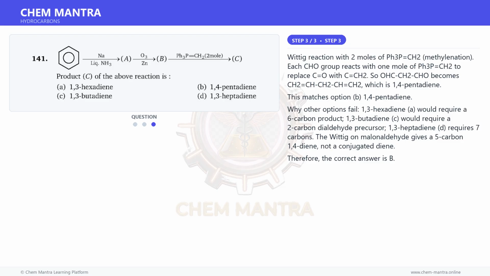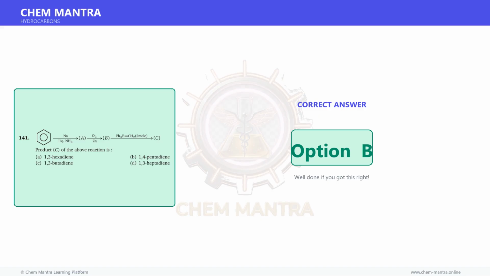Why other options fail? 1,3-hexadiene, A, would require a 6-carbon product. 1,3-butadiene, C, would require a 2-carbon dialdehyde precursor. 1,3-heptadiene, D, requires 7 carbons. The Wittig on malonaldehyde gives a 5-carbon 1,4-diene, not a conjugated diene. Therefore, the correct answer is B. Therefore, the correct answer is option B.